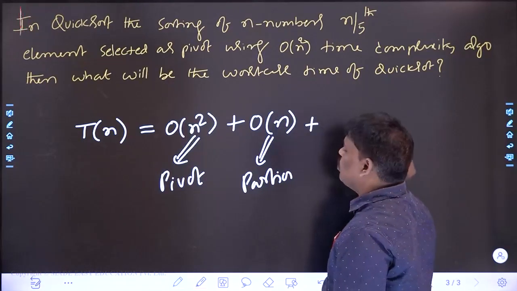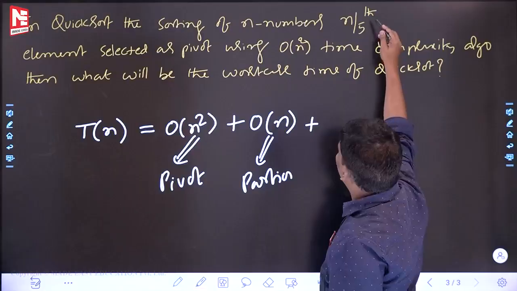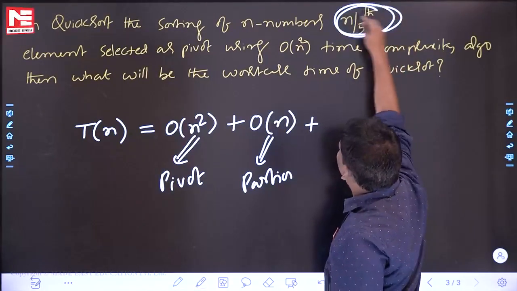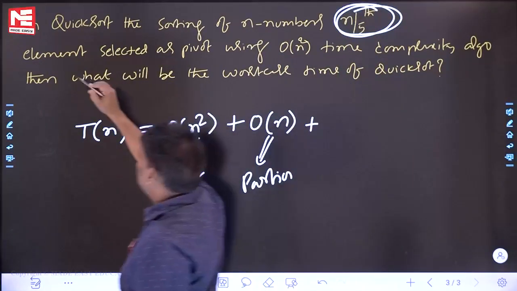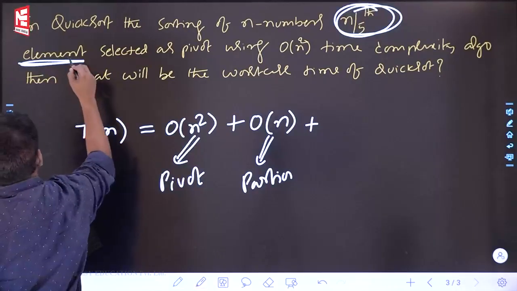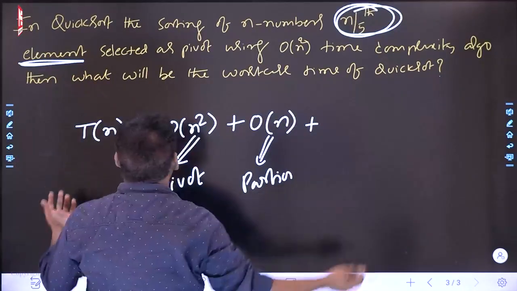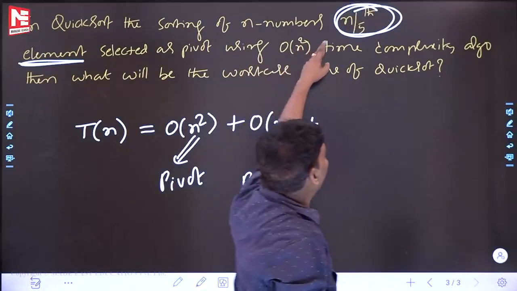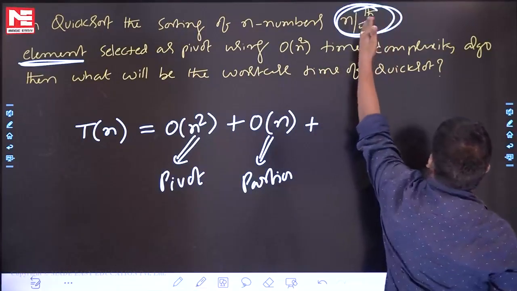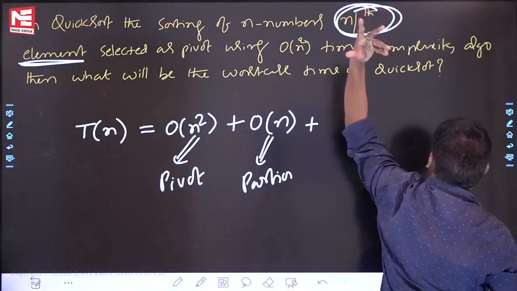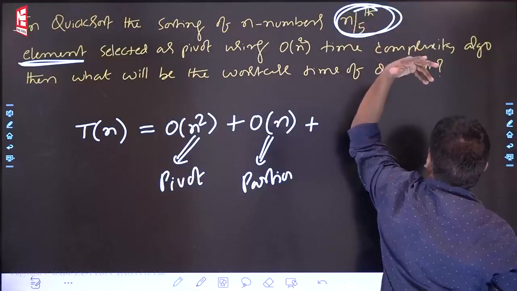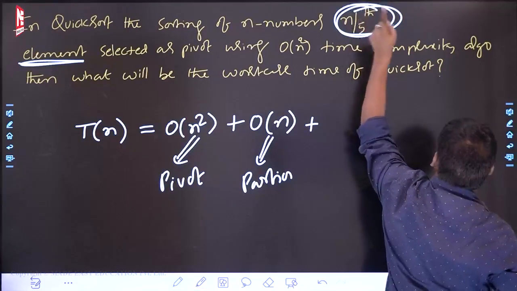Next one. Can you help me with one small line now? Which element did you select as a pivot? The n by fifth element. Please be careful. Like the first element, the second element, the third element, the n by fifth element. If you take the first element as a pivot, where can it go? Anywhere. If you take the 10th element as a pivot, where can it go? Anywhere. The n by fifth element also can go anywhere.